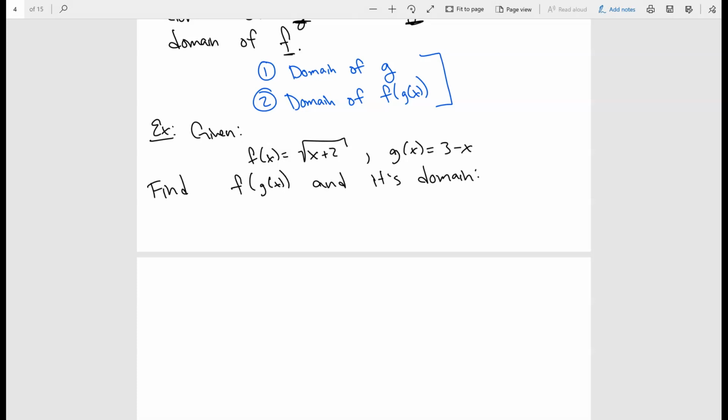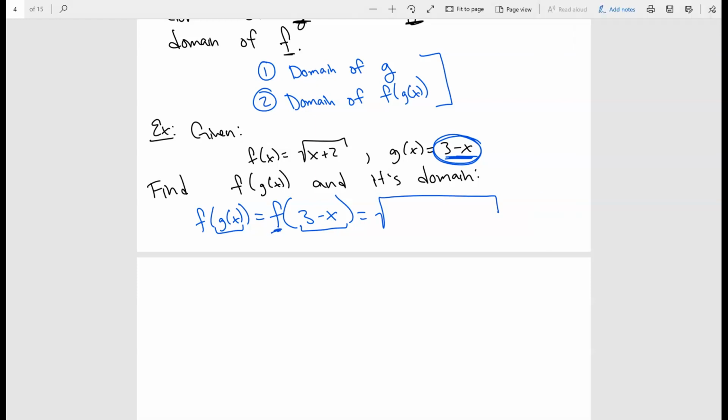Okay. All right, so now what we want to do is first start off by finding f of g of x. Basically, what I'm doing is taking this g of x, which is 3 minus x. So what am I plugging in? g of x is just 3 minus x. That's what g of x is, and I'm going to plug that thing into the f.